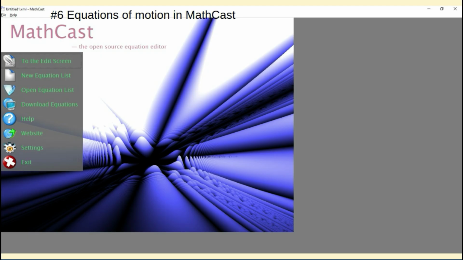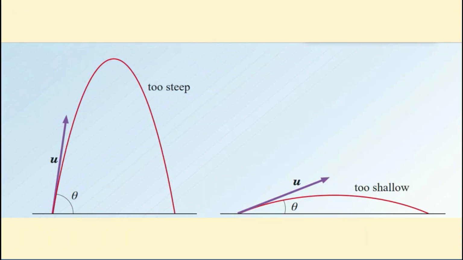On the next screen we have a parabolic curve. So when you fire an object up at a velocity of u at an angle theta to the horizontal, you've got a parabolic trajectory here, first of all too steep, and then on the right saying too shallow. So u and theta.